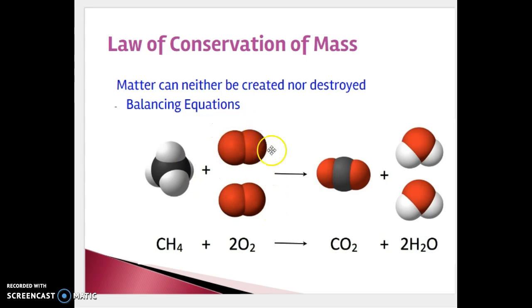So when we do this reaction on the product side, we're still going to have 1, 2, 3, 4. We started with 1 carbon over here, we're still going to have 1 carbon over here. We started with 4 hydrogens over here, we're still going to have 1, 2, 3, 4 hydrogens over here. So this is showing conservation of mass, conservation of matter. They are the same law.